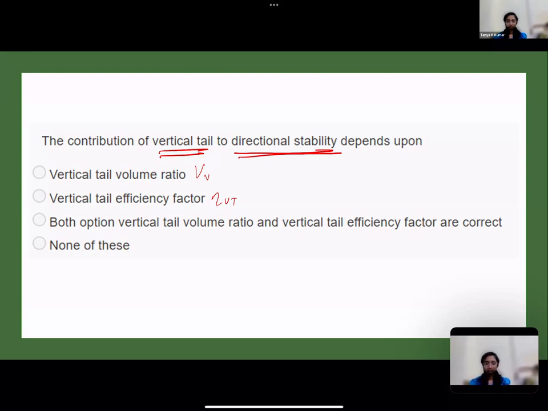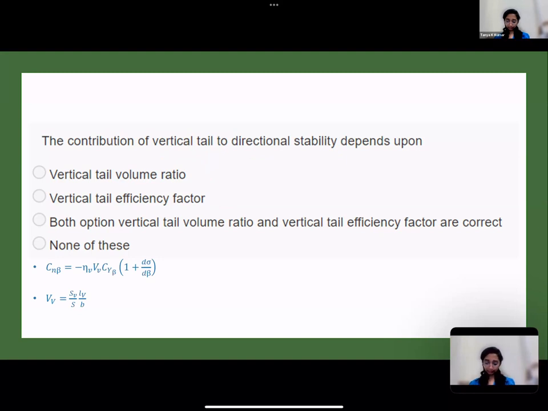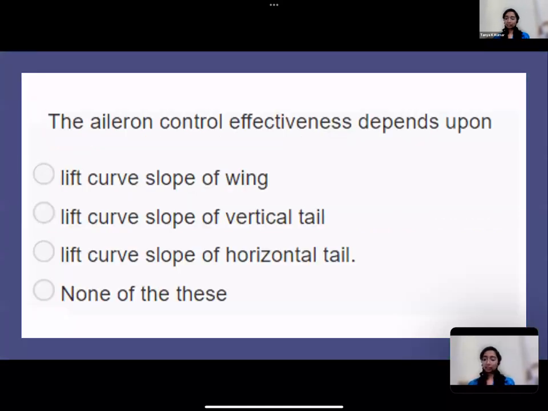Which one is the right answer? Okay, so the equation is this. Can you try and tell me now? Both, exactly. So you have V_V here, you have eta_V here, so it is both. Correct, perfect.